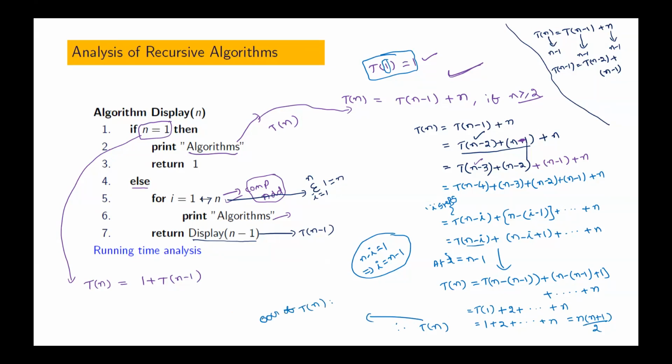What is the order of growth of T of n? It's n into n plus 1 by 2, which means it is n squared, no? So therefore we can say that T of n is theta of n squared. Is it clear, or is there any doubt?